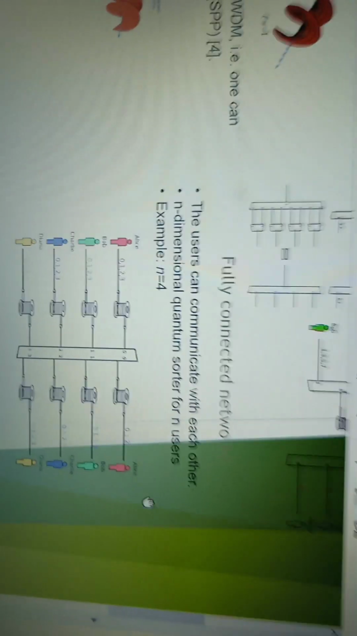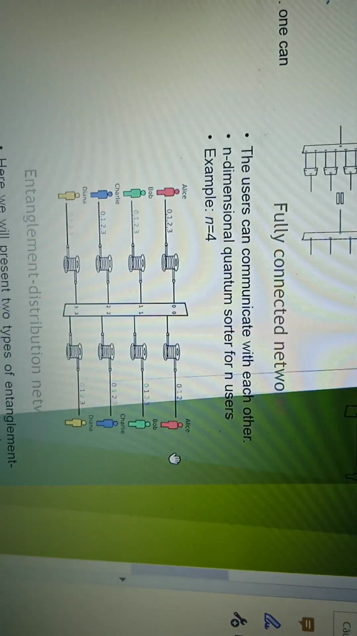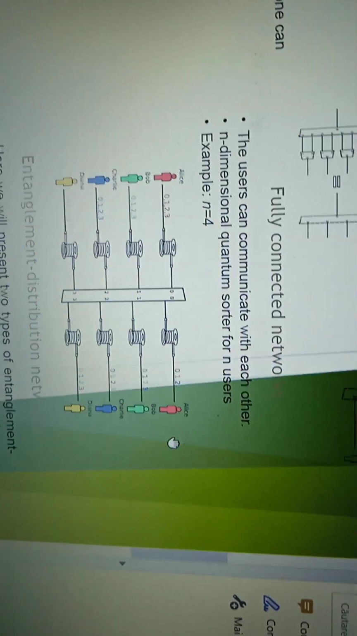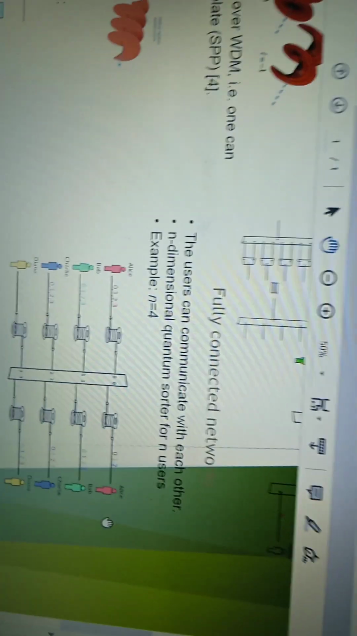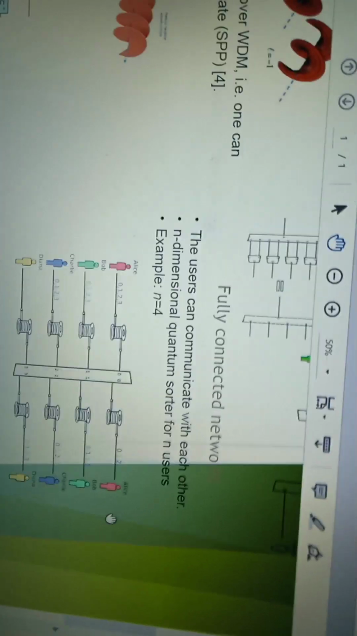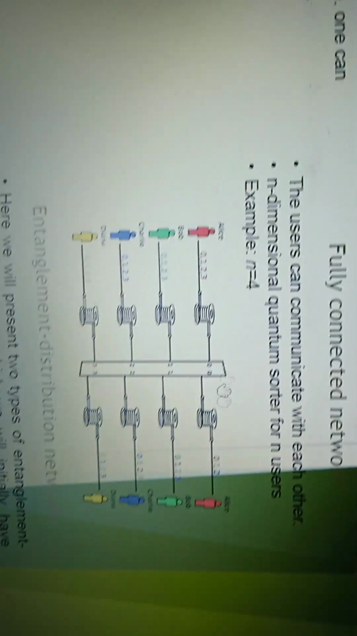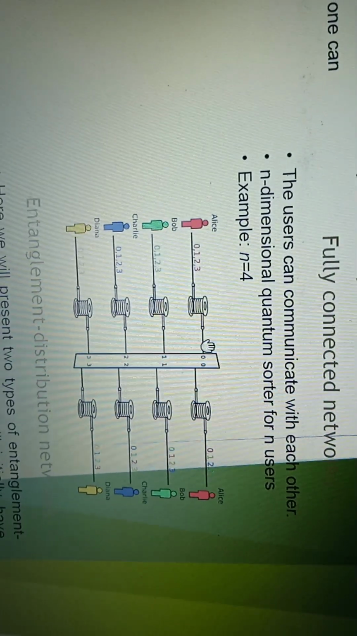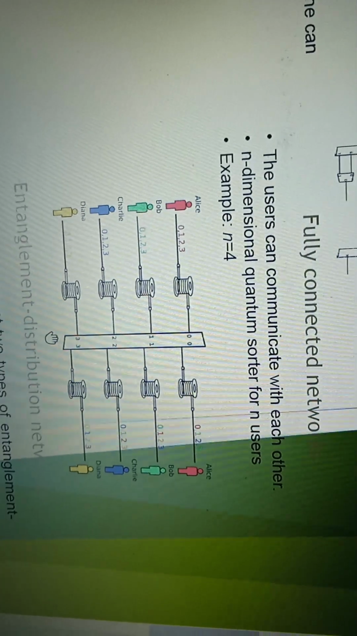Now let's get on to the fully connected network. Here we have an n-dimensional quantum sorter for n users, and all the users can communicate with each other. And here I can show you an example when we have 4 users and a 4-dimensional protocol.